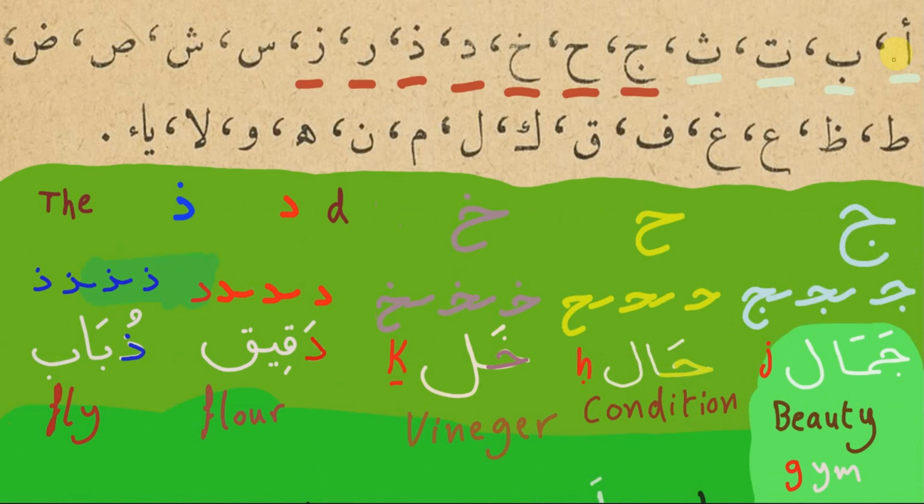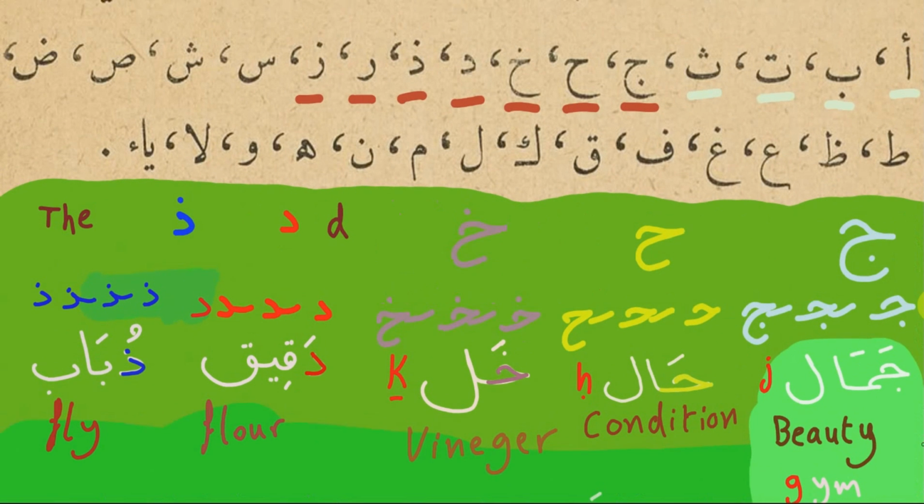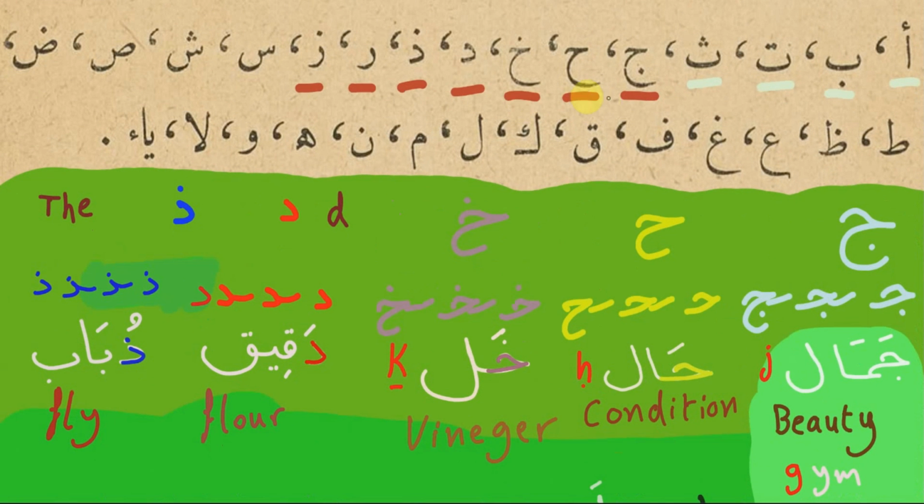Last time we finished the a, b, t, th. Now we cover these: j, h, kh, d, th, r, z. So these are the sounds of these letters. And here I listed these. We will have the rest here. So up to here, the z. So we would cover these 7 here.